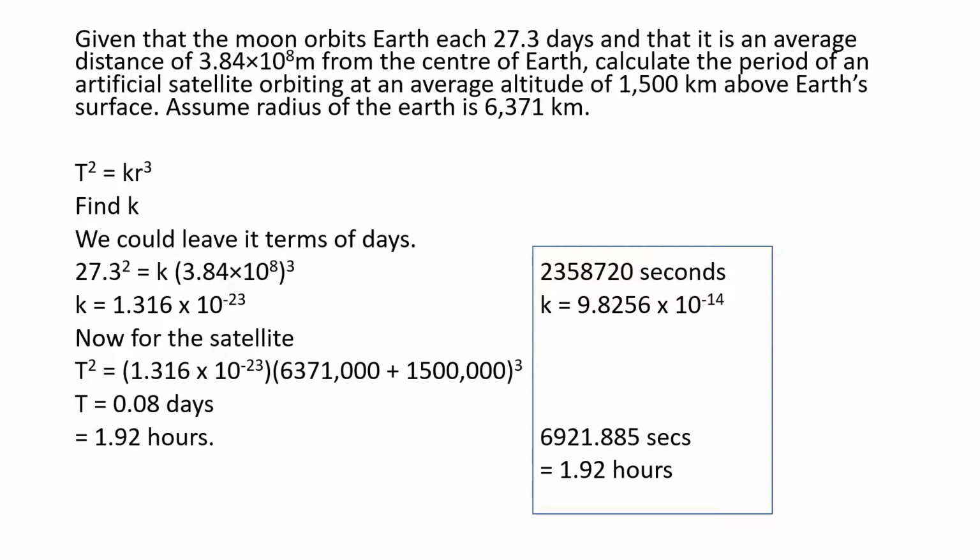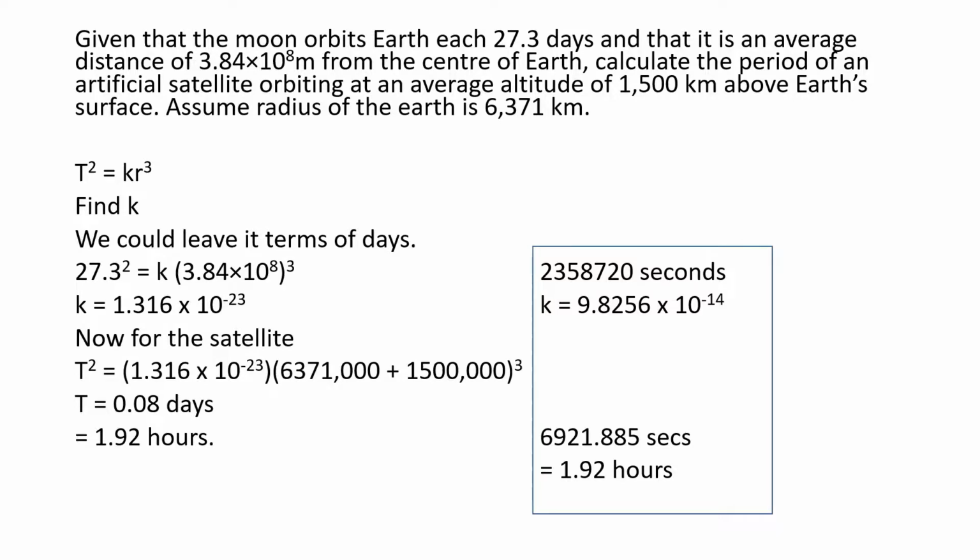So for the satellite now, because we want to work out what t is, t squared is equal to brackets 1.316 times 10 to the power minus 23 close brackets. Now for this part, you add the radius of the Earth and the altitude. So you end up with 6,371,000 plus 1,500,000, all of that cubed, and then work out t. You end up with 0.08 days, and that should give you 1.92 hours.